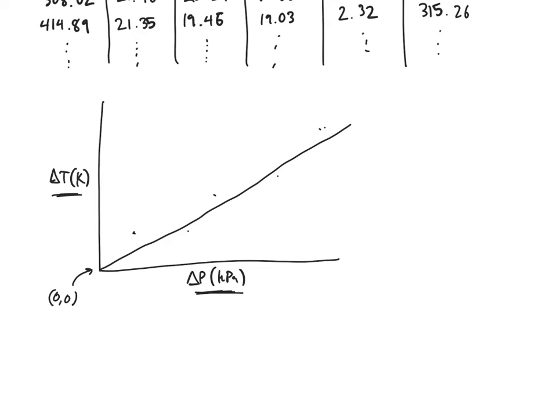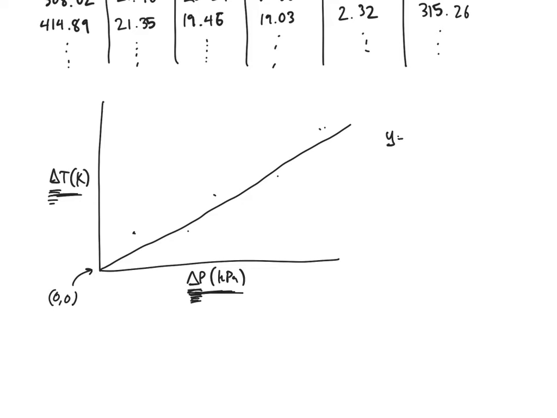And if you think about why the trend line has to go through 0, 0, recognize that if delta P equals 0, that means the pressure is equal on either side of the frit. So therefore, there should be no temperature change. So that's why we set it through the origin like that.